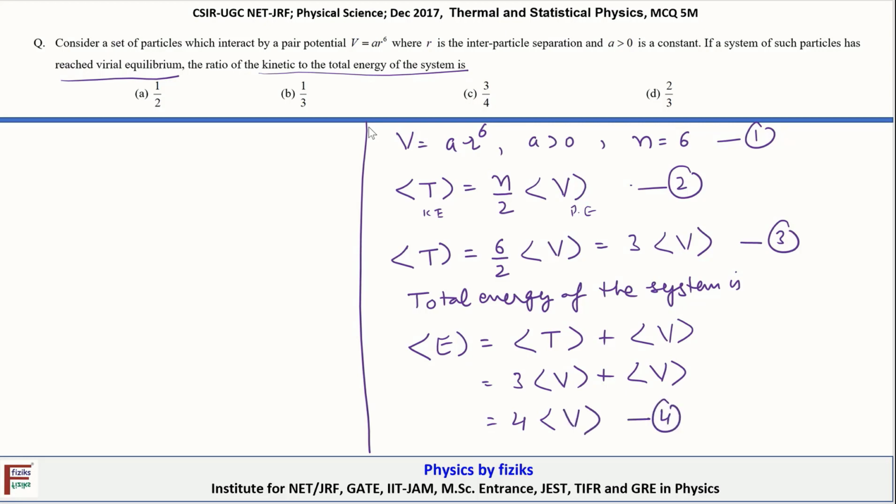Now, we are asked the ratio of the kinetic energy T to the total energy E. Kinetic energy T is equal to 3 times average V, divided by the total energy, which is 4 times the average potential energy. These two terms cancel with each other, so this is equal to 3 by 4. Therefore C is the correct option here.